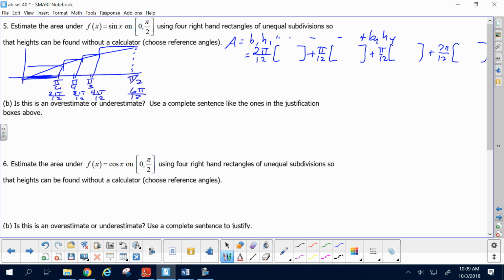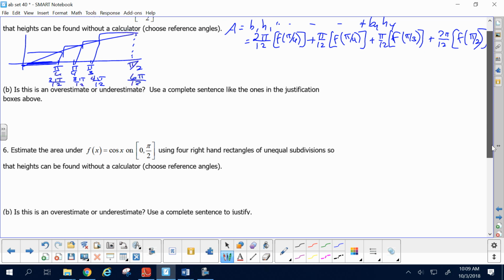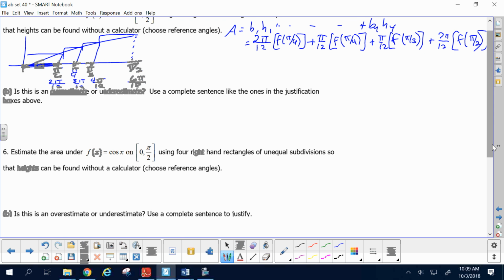Now, the first height is f at the right side. So this time I'm going to go back to the reference angles. F at pi/6. The next height, height 2, is f at pi/4. The third height is f at pi/3. And the last height is f at pi/2. That's where I got my answer.